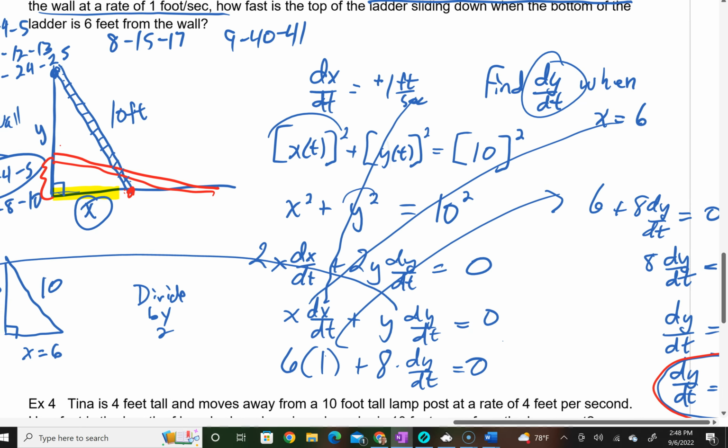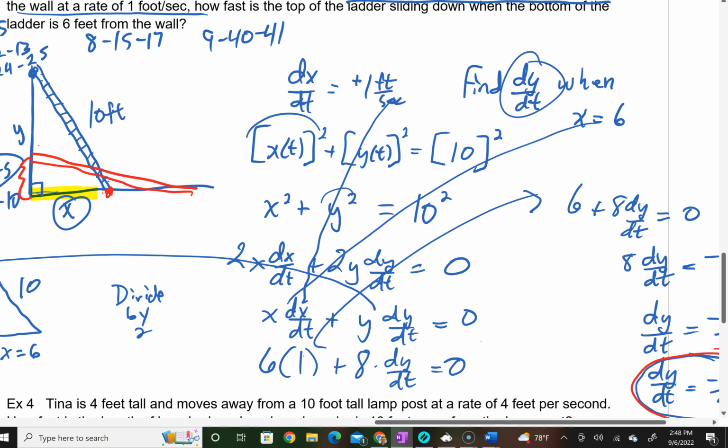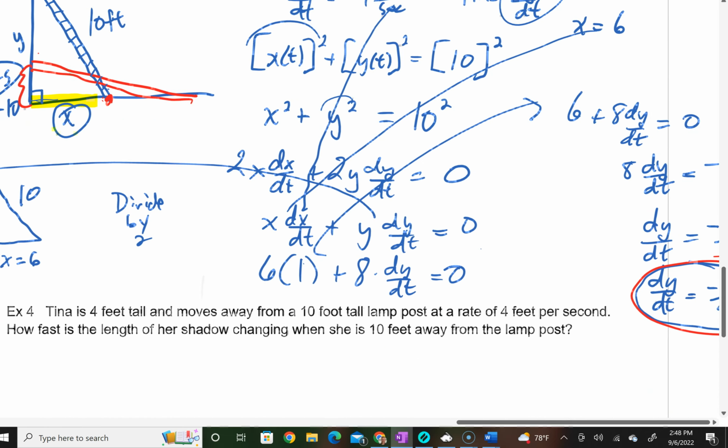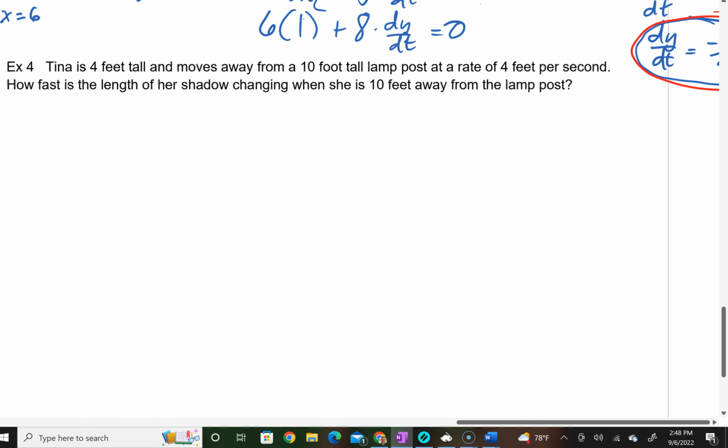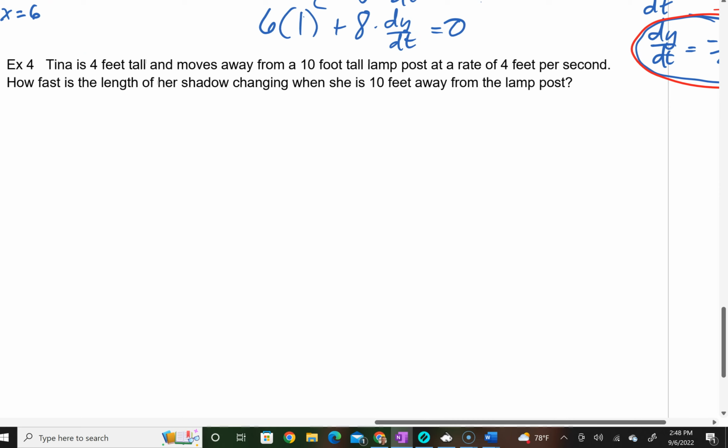All right, one last one. You can see that really we've got so many different types of questions that we can be dealing with. Last one is a shadow problem. Let's do this together quickly.